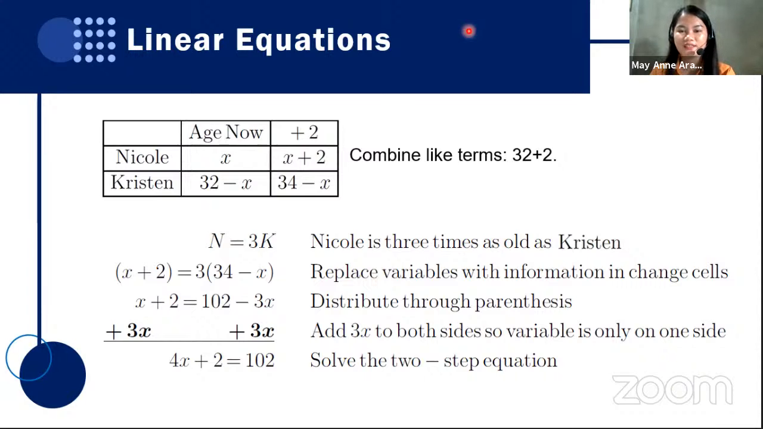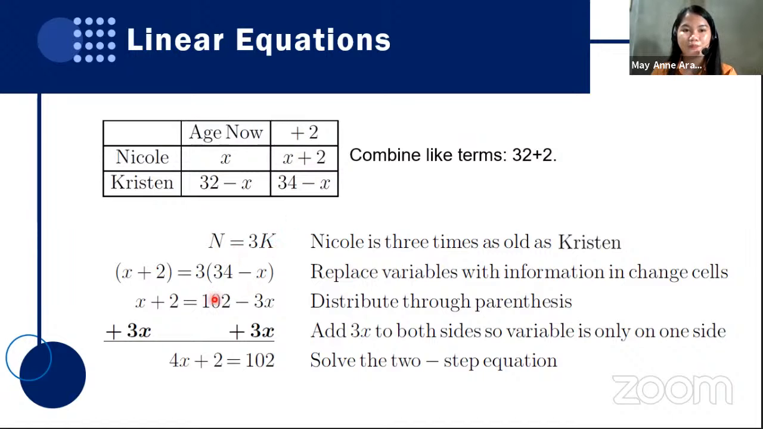Okay. From the problem, Nicole is 3 times as old as Kristen. So, Nicole equals 3 times the age of Kristen. So, saan tayo mag-multiply ng 3? Sa age ni Kristen. Laging ganun ha. Okay. Then, substitute the age of Nicole. You have x plus 2 equals 3 times the age of Kristen.